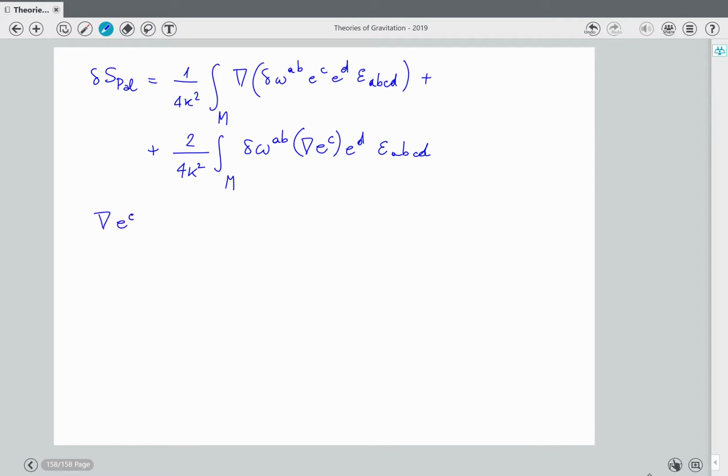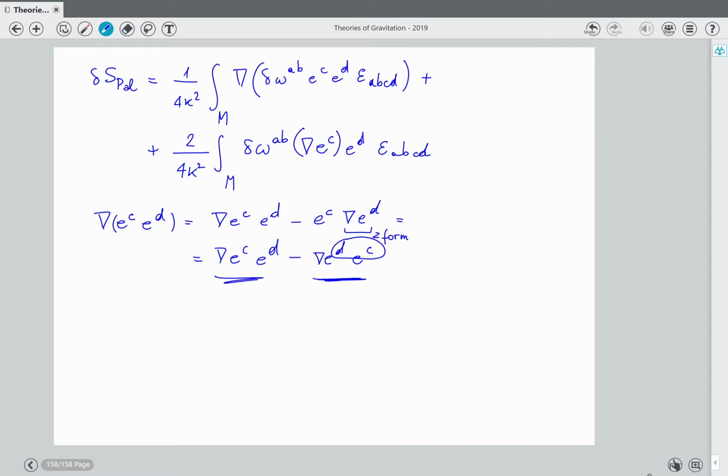So if we write this, that is equal to del AC ECD minus EC del ED. But that is also equal to del EC ED minus del ED EC. Why minus? Because now this is a two form. So the covariant derivative of a one form is a two form, so it commutes with a one form. And so when you exchange both, you do not change the sign. And then to turn this into that one, you need to exchange C and D, but due to the anti-symmetry, you take care of that sign, and so you get twice that thing.